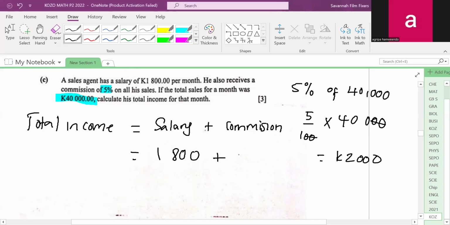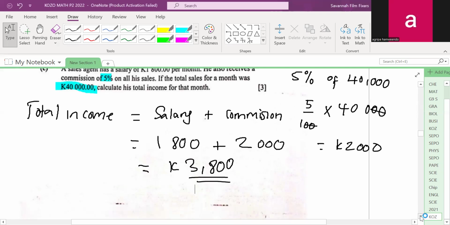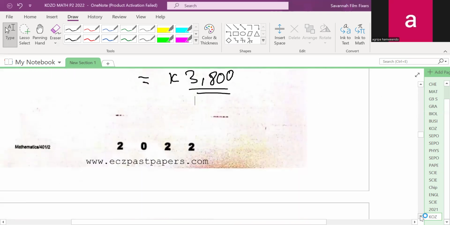So we're adding 1,800 plus 2,000 kwacha. At the end of the day, we're going to get a net salary of 3,800 kwacha. No problems here so far?